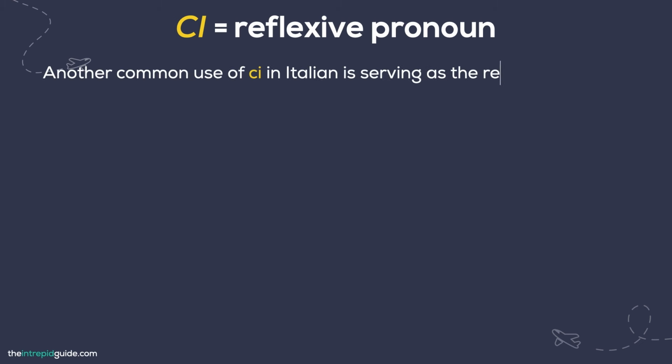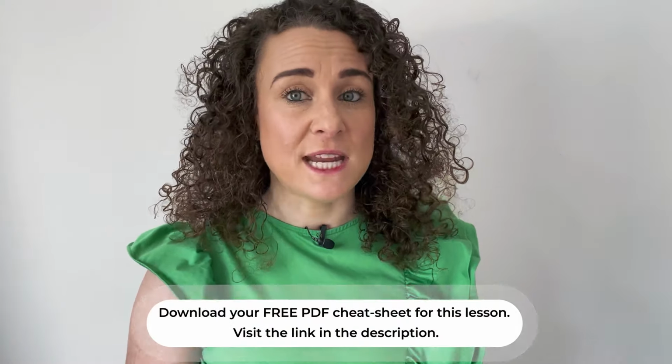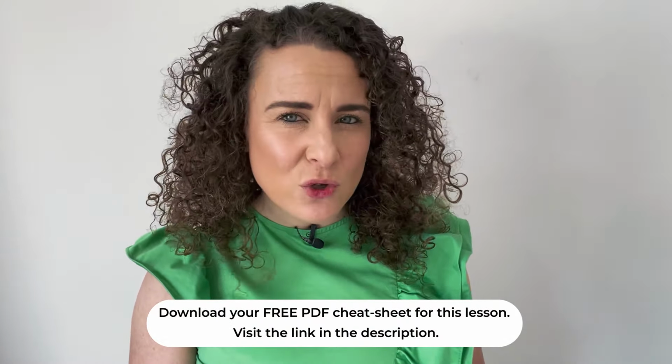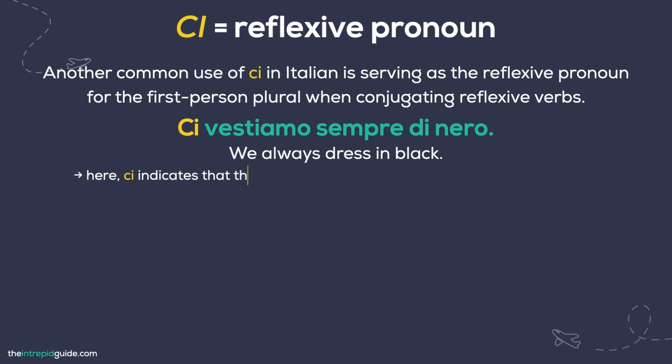Another common use of ci in Italian is serving as the reflexive pronoun for the first person plural when conjugating reflexive verbs. This means that when the subject and object of a sentence are identical, this particle is employed to denote this reflexive action with the meaning of ourselves. For instance, in the sentence, Ci vestiamo sempre di nero, we always dress in black, ci indicates that the action of dressing is being done by us to ourselves. Here are some more examples.